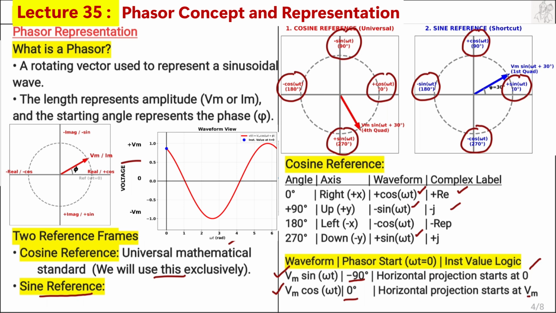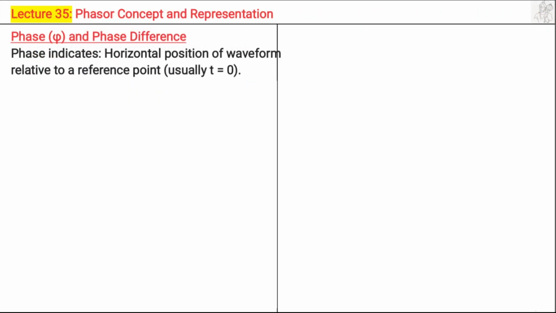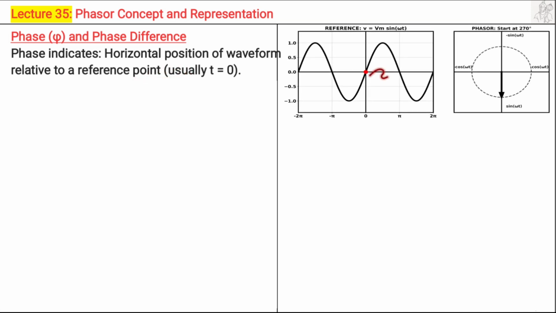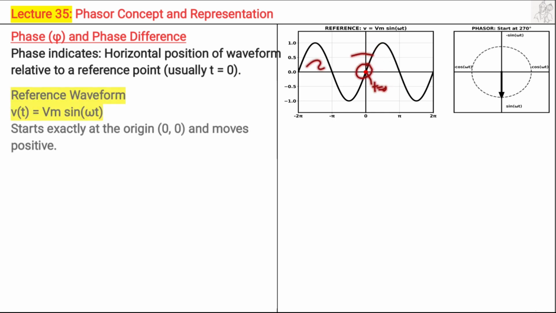The phasor rotates in anti-clockwise direction. Phase and phase difference. Phase indicates the horizontal position of the waveform with respect to the reference point, which is usually t equal to 0. In this wave, this is point t equal to 0, and the starting point of the wave is also at point t equal to 0. So the equation of this wave is simply Vm sin omega t, and we will call it the reference waveform.